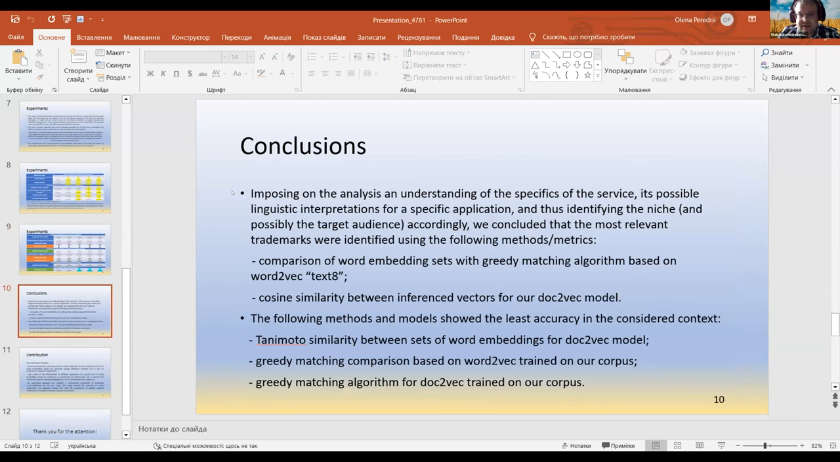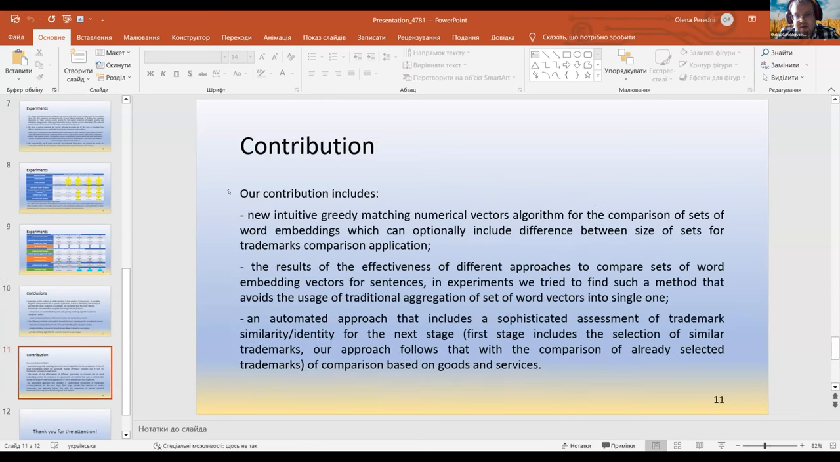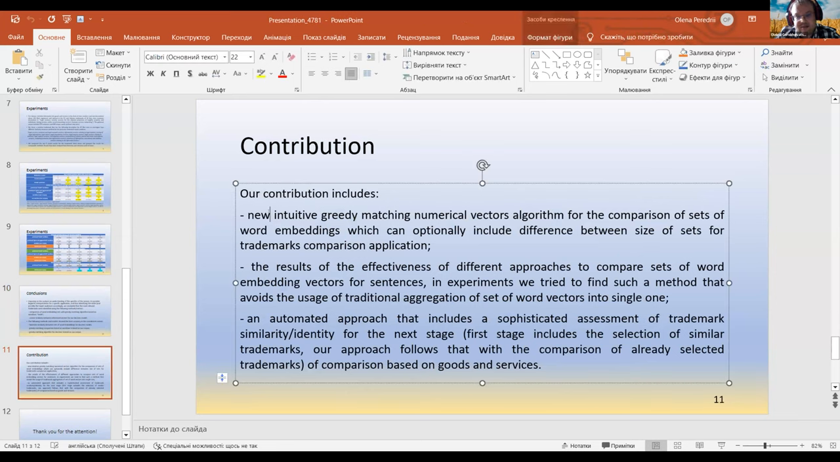So as a conclusion, we selected and chose methods which are probably useful for us in the scope of the topic we are trying to solve, and probably these approaches will be helpful in further work on these tasks. Our contribution includes the new intuitive greedy matching algorithm, which is helpful, and our experiments showed that it's okay to use it according to some limitations.